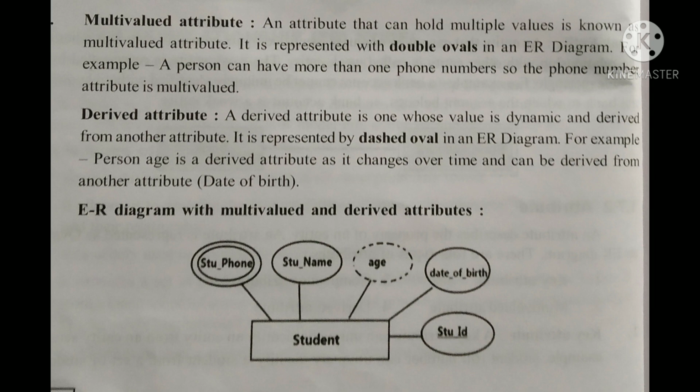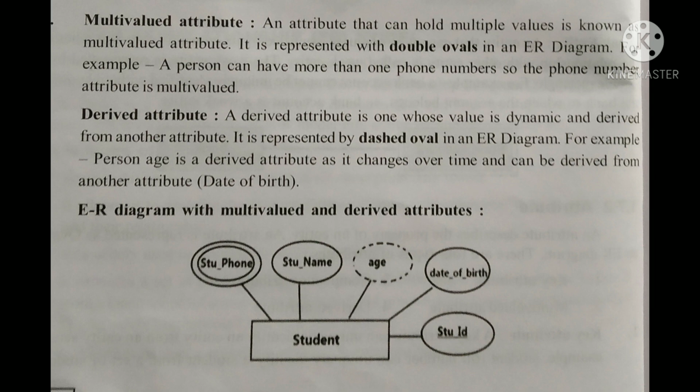Then we can go for relationships. How many types of relationships do we have? A relationship is represented by a diamond shape in an ER diagram. It shows the relationship among entities. There are four types of relationships: one to one, one to many, many to one, and many to many.